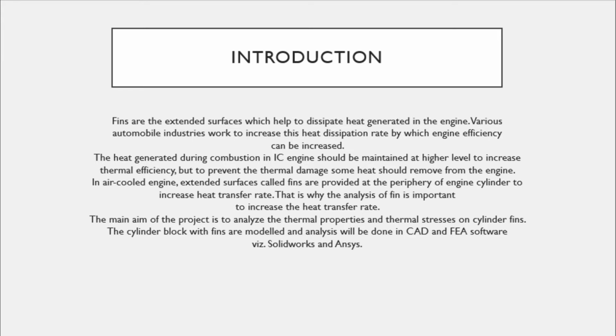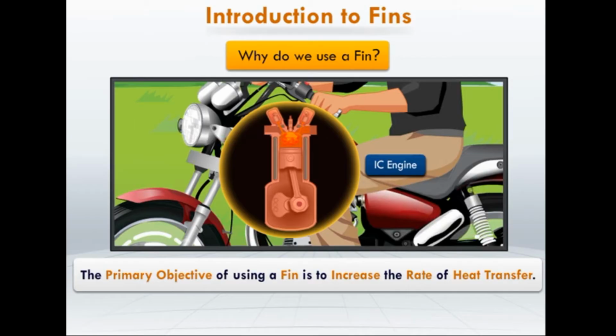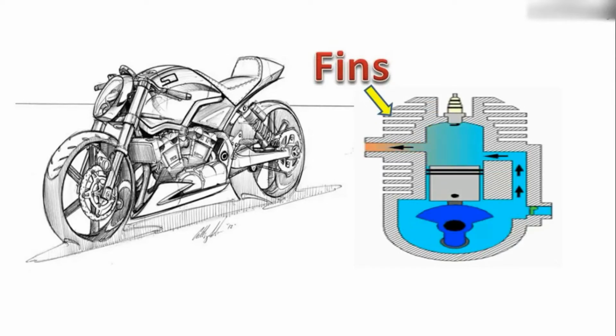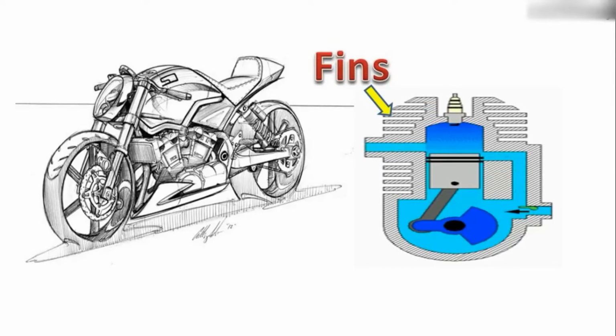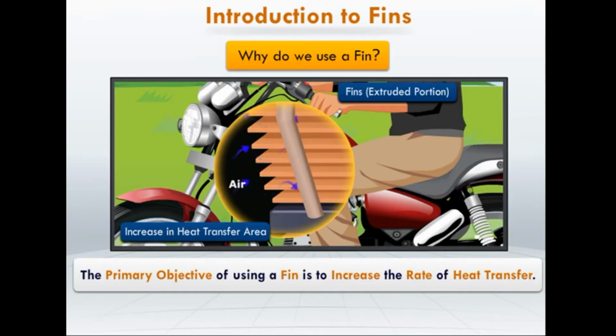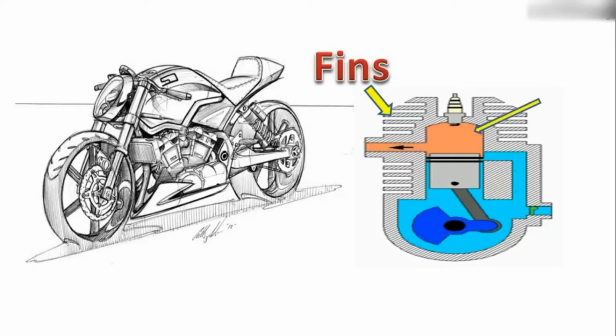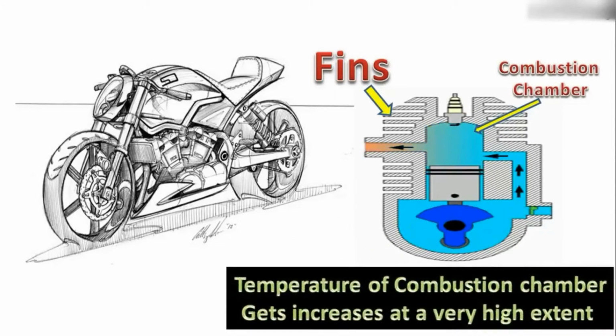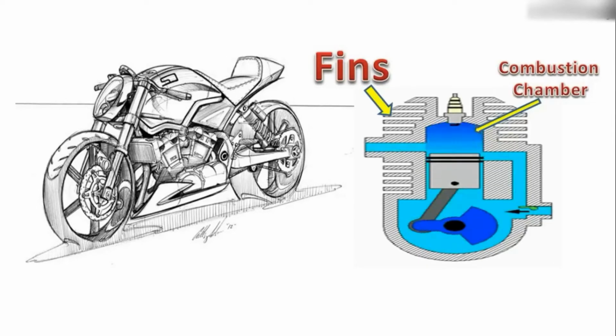Now, moving on to what exactly are cylinder fins. Cylinder fins are the extended surfaces which help to dissipate the heat generated in the engine. Various automobile industries work to increase the heat dissipation rate by which engine efficiency can be increased. In general, the heat generated inside the cylinder should be maintained at a higher level to increase the thermal efficiency. But to prevent thermal damage, some heat should be removed from the engine. In an air-cooled engine, extended surfaces called fins are provided at the periphery of the engine cylinder to increase this heat transfer rate. That is why we are doing this analysis on it, to analyze the thermal stresses and structural properties on it.